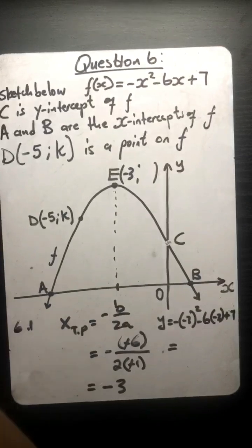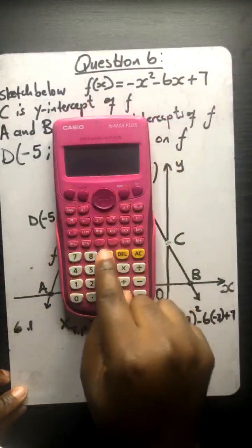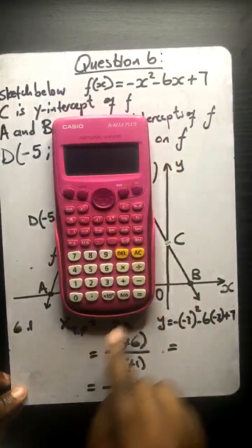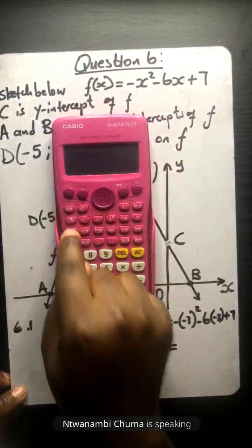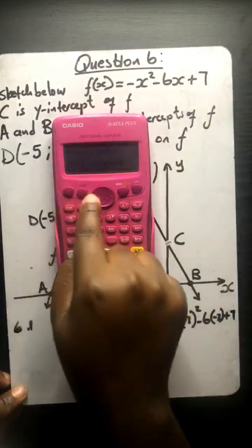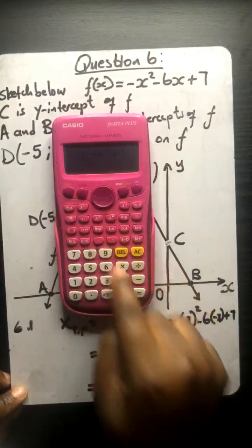I'm not sure if someone calculated, but they're just waiting to hear from others. I'll calculate from my side. So let's see. We are having negative into negative 3 squared minus 6 into negative 3 plus 7. Wait, why am I getting an error? Okay, I did not put that inside the brackets.